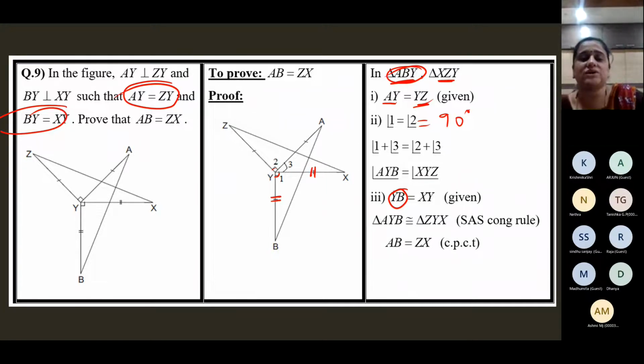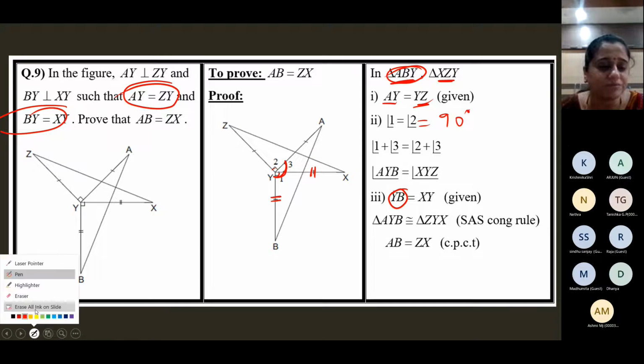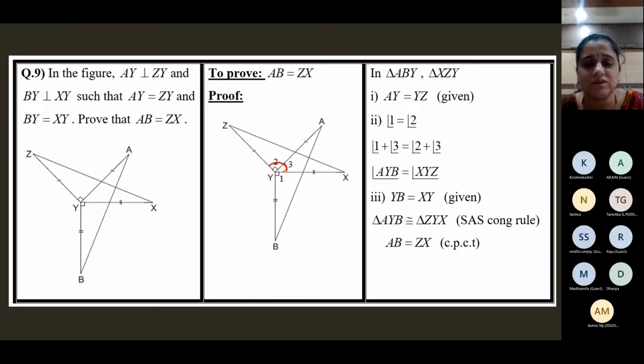So we'll add angle 3 to both the sides. There is a common portion to both the sides. So angle 1 plus 3 is equal to 2 plus 3. So that gives us ZYX is equal to AYB. See, angle 1 plus angle 3 is AYB, or BYA, is equal to 2 plus 3, which is XYZ or ZYX. So angle 1 is equal to angle 2 is equal to 90 degrees, given.